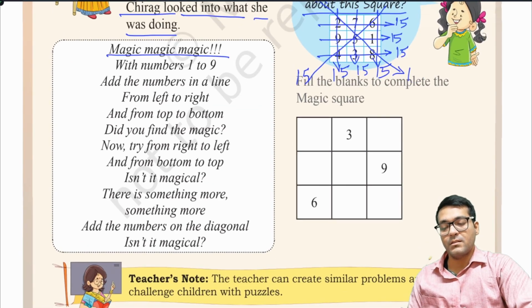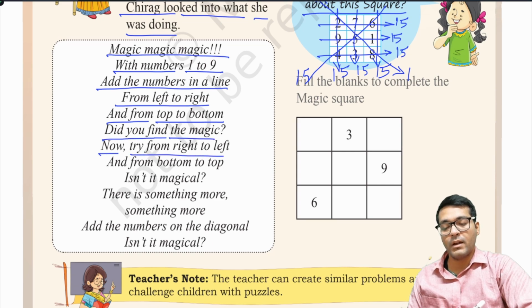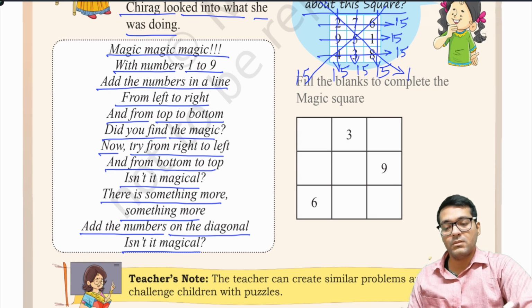Magic, magic, magic. With numbers 1 to 9, add the numbers in a line from left to right and from top to bottom. Did you find the magic? Now try from right to left and from bottom to top. Isn't it magical? There is something more. Add the numbers on the diagonal. Isn't it magical?